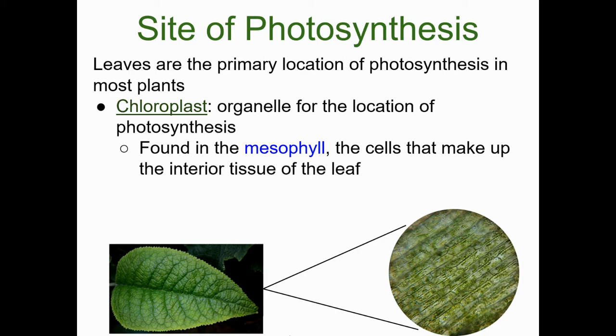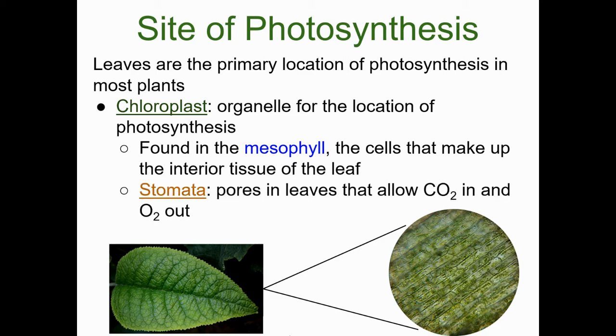Now also in plants, we have stomata, right? These are pores in the leaves that allow for gas exchange. It's going to allow CO2 in, and then it's going to allow oxygen out. Plants need carbon dioxide to go through photosynthesis, and then they release oxygen as a byproduct of photosynthesis. We'll get into the specifics of that in a little bit when we go through the actual reactions in photosynthesis.